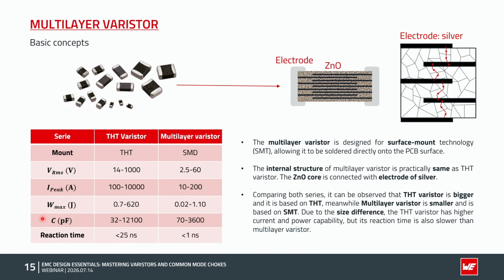The operating principle is also almost the same as the THT varistor. The current flows from one silver layer to another silver layer through the zinc oxide grains. The difference here is that THT varistors have only two silver layers, meanwhile the multi-layer varistors have multiple silver layers. In this table, you can find a general comparison between both types. Due to the size difference, the working voltage range, maximum current, and the energy capability of the multi-layer type are much lower than THT types. However, the multi-layer type has faster response time and lower capacitance than the THT one.